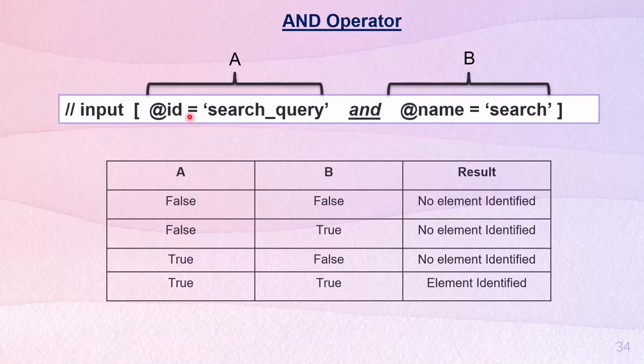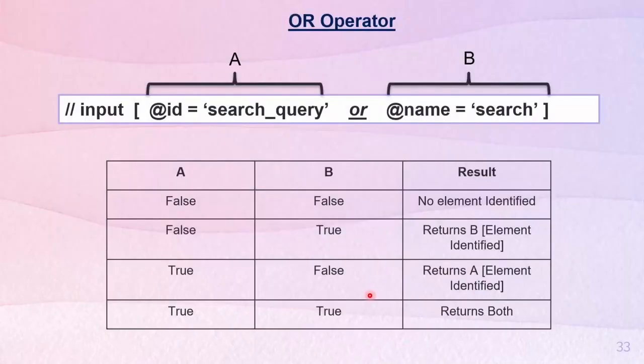Similarly, if the ID attribute is having the wrong value and the name attribute is having the right value, still the element is not identified. If the A attribute is having the correct value whereas the B attribute is having the wrong value, still the element is not identified. In case of AND operator, the element is only identified if the ID attribute is correct as well as the name attribute value is correct. Only then the element is identified.